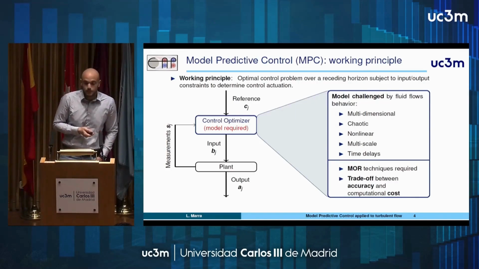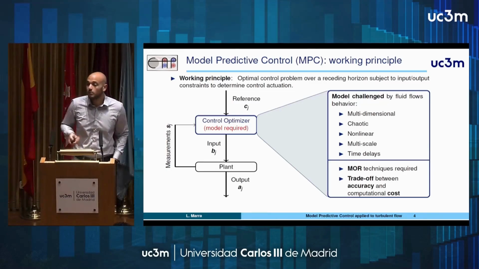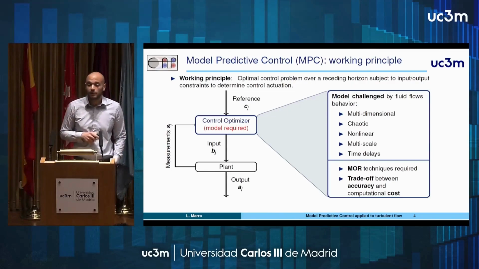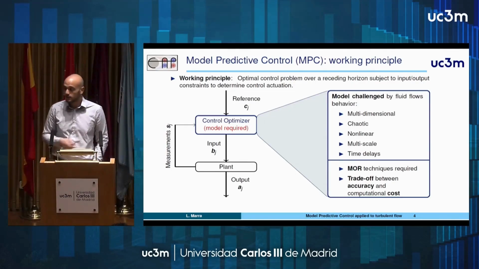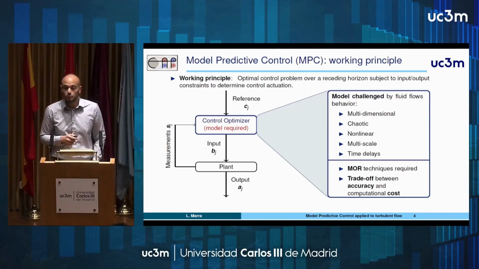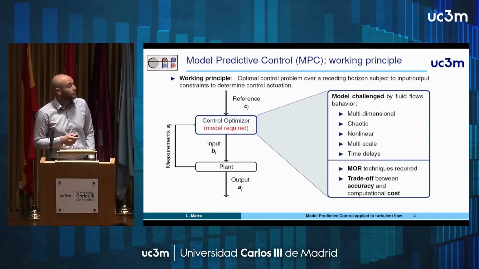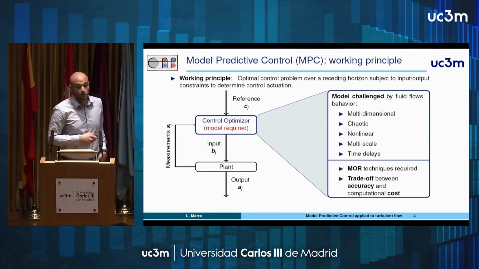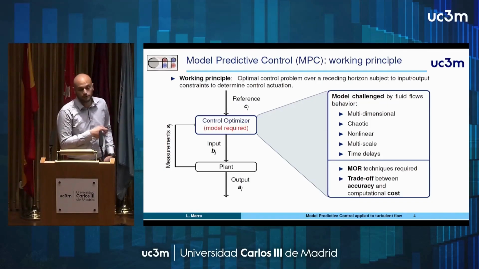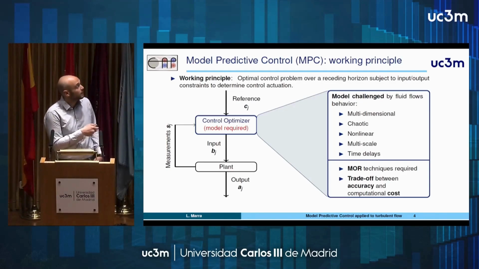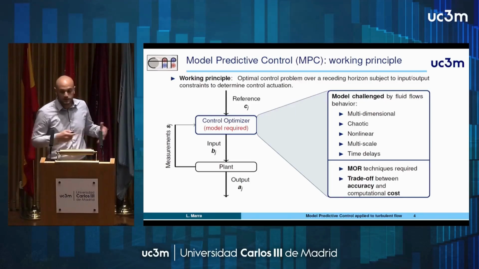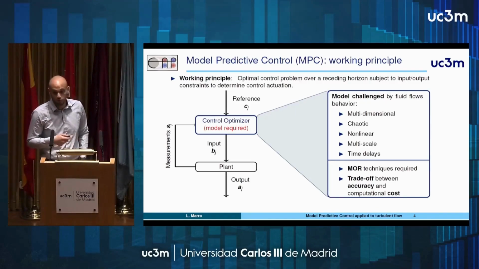Of course, we need a model of the flow. There is already a model, the Navier-Stokes equations, but solving them numerically on the fly is computationally expensive, which makes the control impossible to apply for time reasons. So we need a reduced model of the fluid flows, but this is really complex to obtain because of some properties of the flows. They are multidimensional, there are time delays in sensing and actuating, and they are characterized by multiple scales.